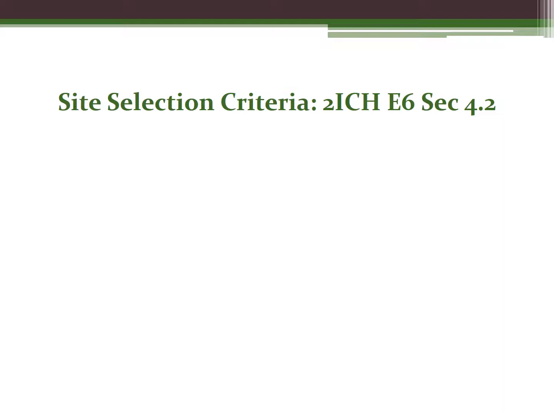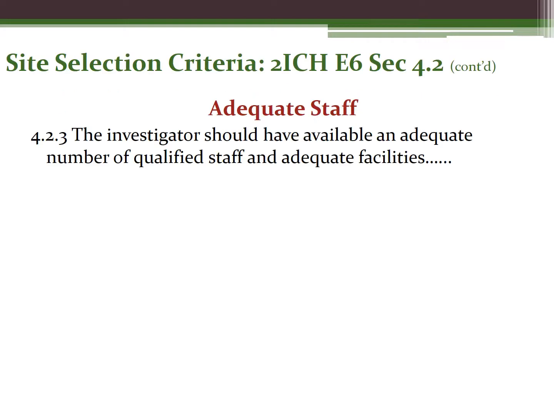So ICH E6 section 4.2 says, this is a lot more specific, and this is the criteria we're going to defer to because it's more conservative. The first thing you have to have is adequate staff. Investigators should have available an adequate number of qualified staff and adequate facilities. And you can already see now that this is a lot more specific than 21 CFR, just qualified by training and experience. So, adequate staff, and that's all it says.